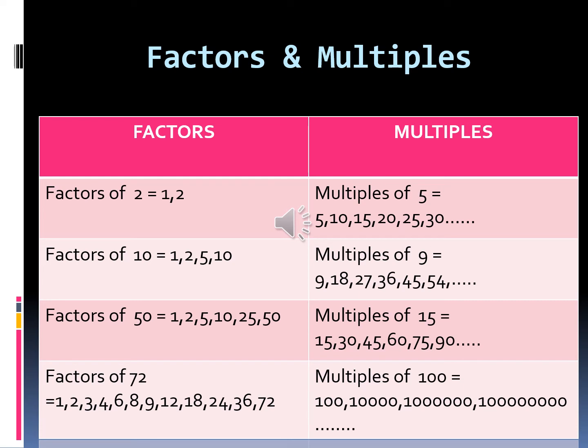Now observe the properties in multiples. Multiples of 5 are 5, 10, 15. Now just see the first multiple. The first multiple of 5 is 5. The first multiple of 9 is 9.